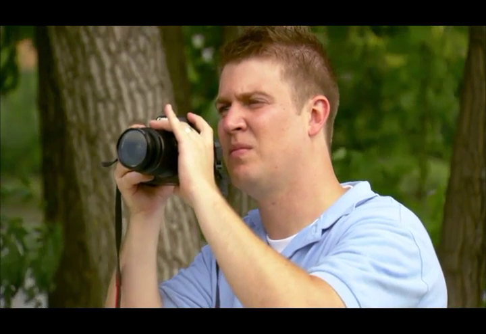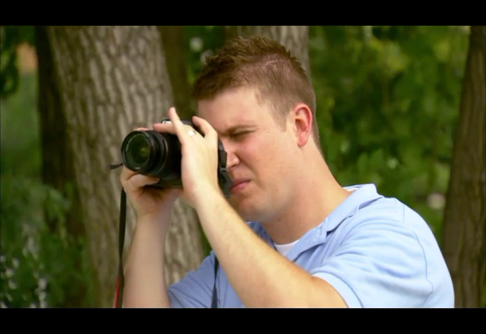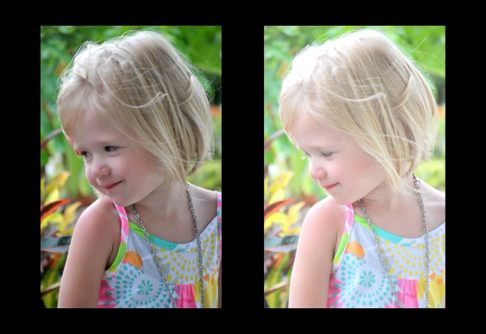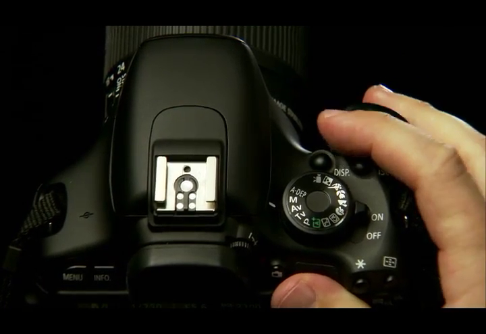All photographs are created by focusing light through a lens onto a light-sensitive recording medium. A DSLR uses an image sensor to record photos, which is an array of light-responsive computer chips. Between the lens and the sensor are two barriers, the aperture and shutter, which control how much light hits the sensor. These two features, along with ISO, determine exposure, or the picture's overall brightness and contrast. A DSLR camera offers control over all three features.